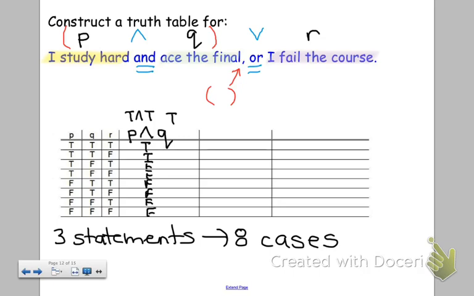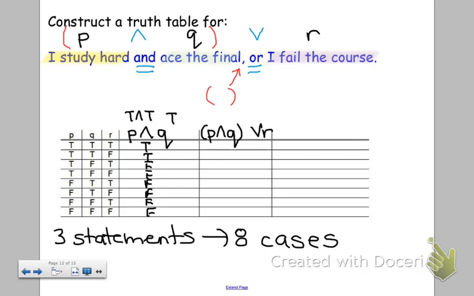Now, if I look outside of those parentheses, I now have an or R. Well, I already filled in my R column, so I'm good there. So my next column, my 5th column, is going to be the quantity P and Q or R. Now realize at this point, I just made a column for P and Q, and I already have a column for R. So when I fill in this last column, I'm referencing back my P and Q column, and I'm referencing back to my R column.